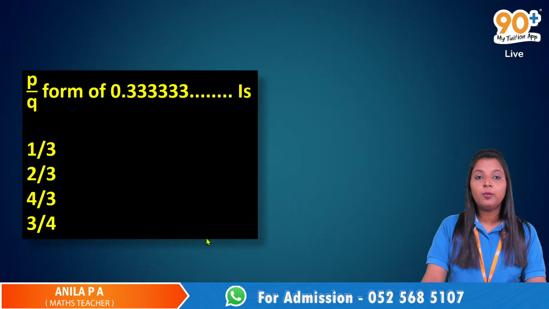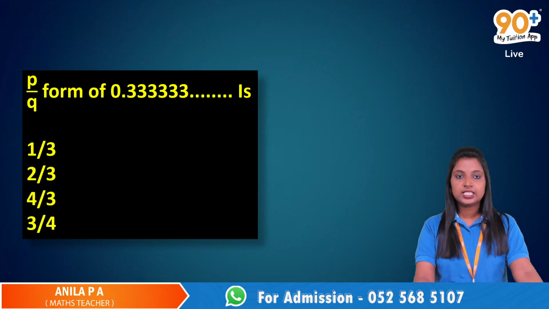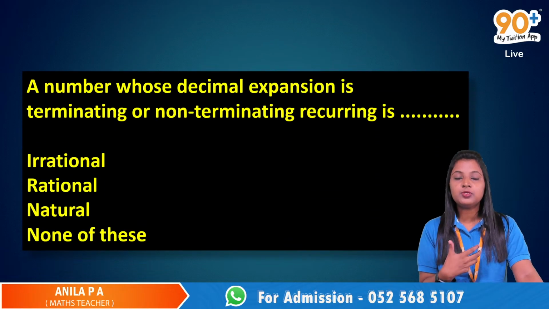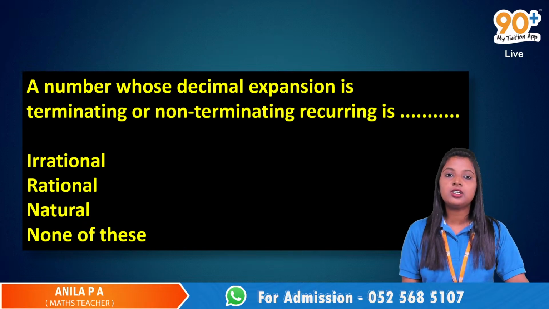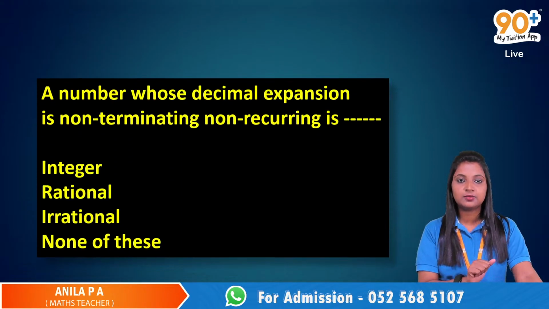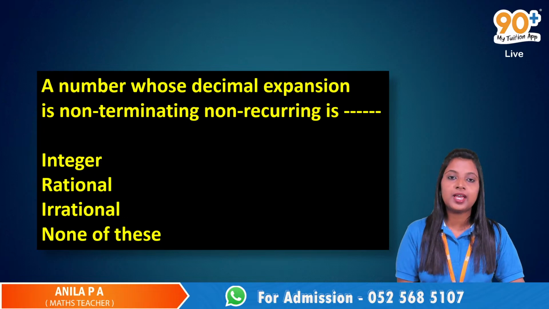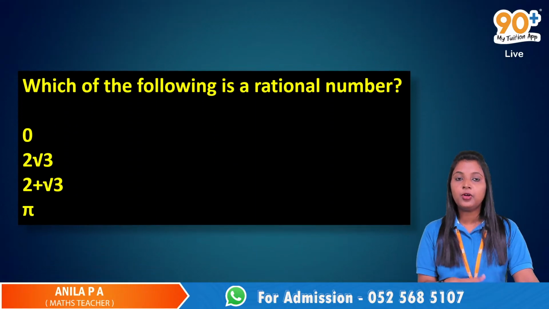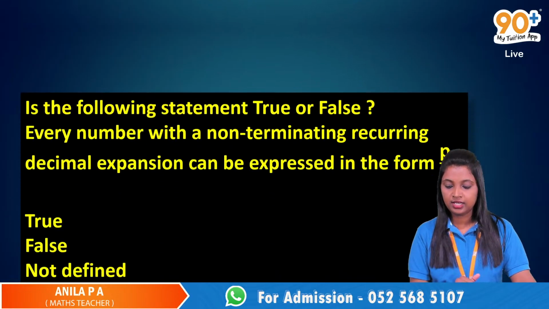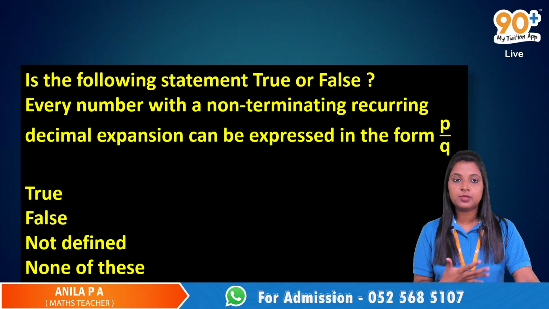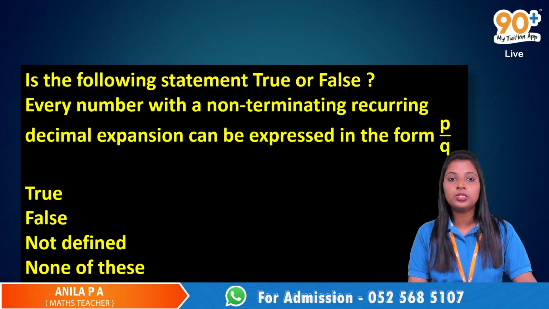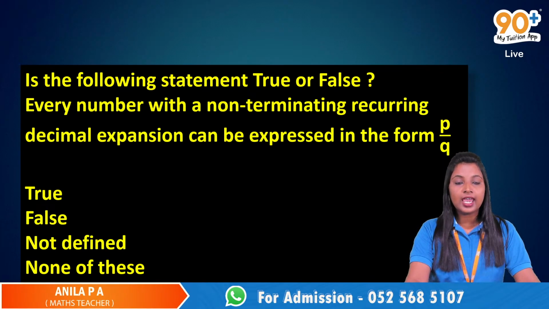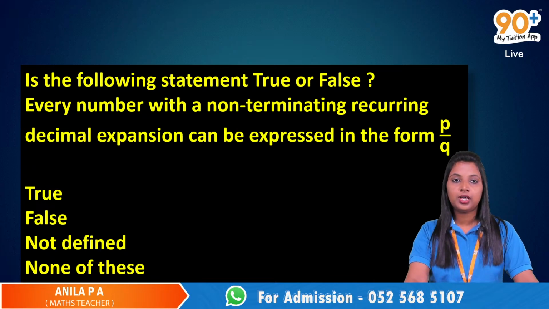P by Q form of the 0.333, etc. Then a number whose decimal expansion is terminating or non-terminating recurring is. A number whose decimal expansion is non-terminating, non-recurring is. Which of the following is a rational number? And then, is the following statement true or false? Every number with a non-terminating recurring decimal expansion can be expressed in the form P by Q.